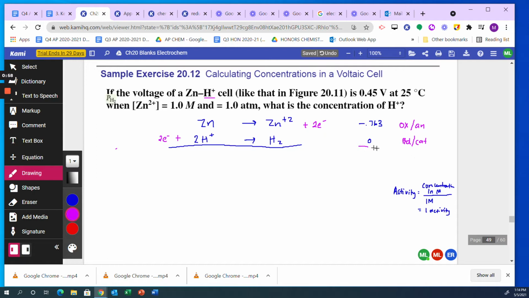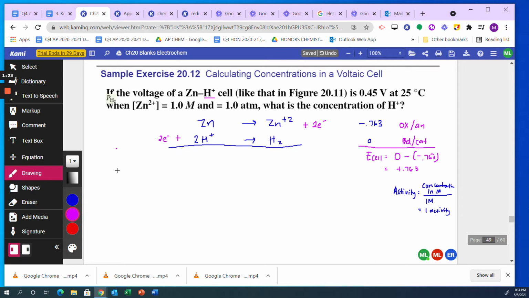So the E cell is equal to cathode, which is 0, minus the anode, which is negative 0.763, which makes it positive 0.763. Okay, now we are going to write the equation again.